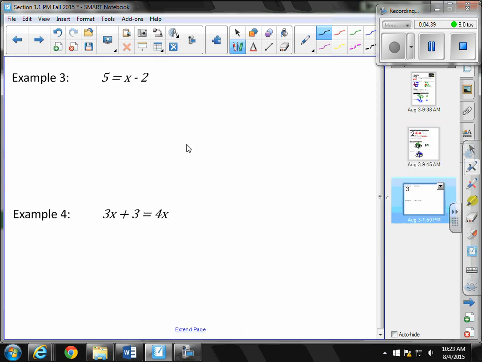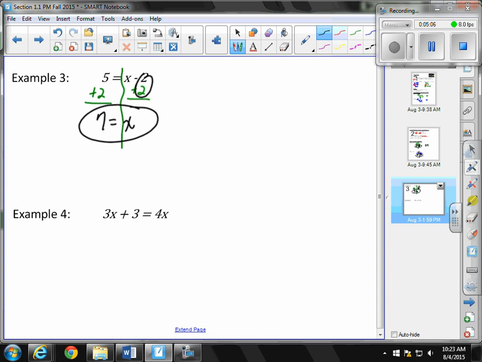Example number 3. This time our x is on the other side of the equation. That's fine. We're just still trying to get the x by itself. x minus 2, I'm going to add 2. Whatever I do on the right, I have to do the same thing on the left. 5 plus 2 is 7, equals x. And minus 2 plus 2 is 0. So we have gotten the x by itself.